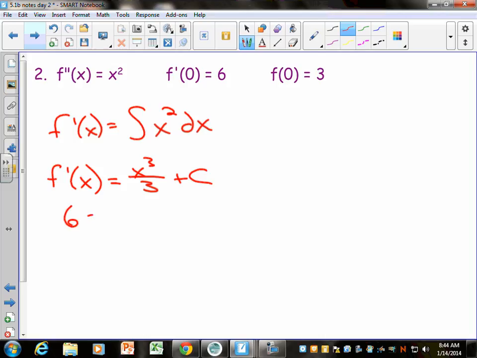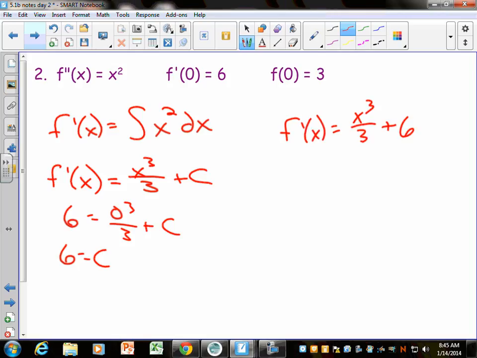Right? And then the other side of the equation, I say six. Right? Like C is six. So you get F prime of x equals x cubed over 3 plus 6. We're just going to do it again, right? So now I could really save some paper here and just put this integral sign in there. dx. Oh man, now it's getting tricky.